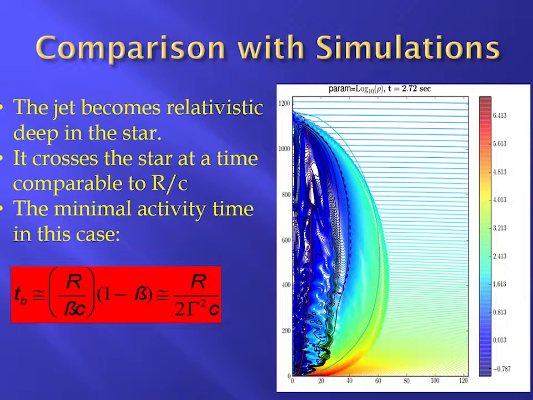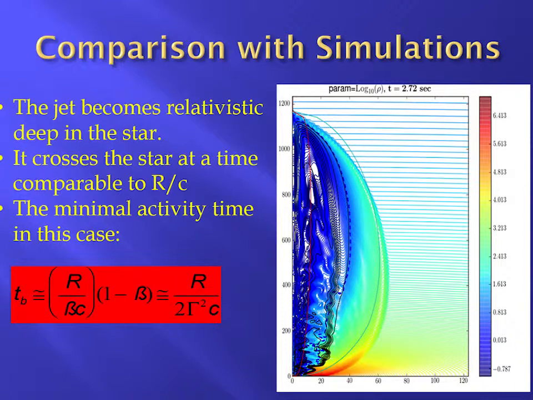So the minimal activity time in this case, actually you need to account for this parameter, and it's going to give a very large correction. And you can estimate that as roughly the size of the jet, the light crossing time of the jet, divided by gamma squared.